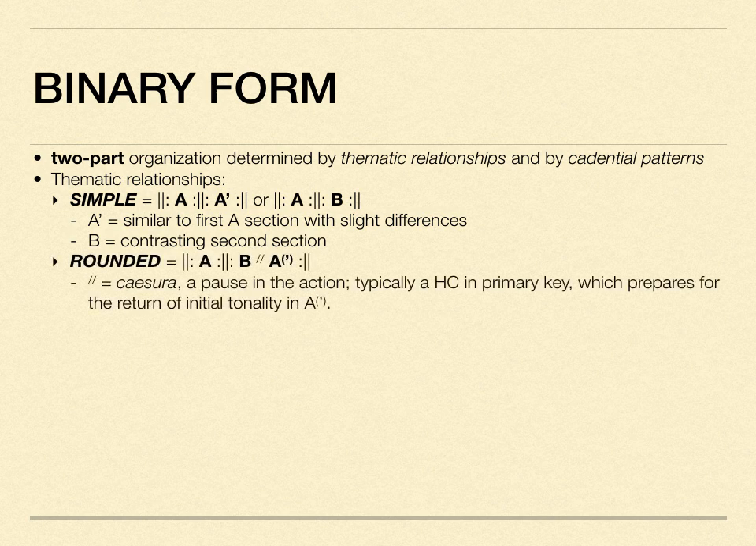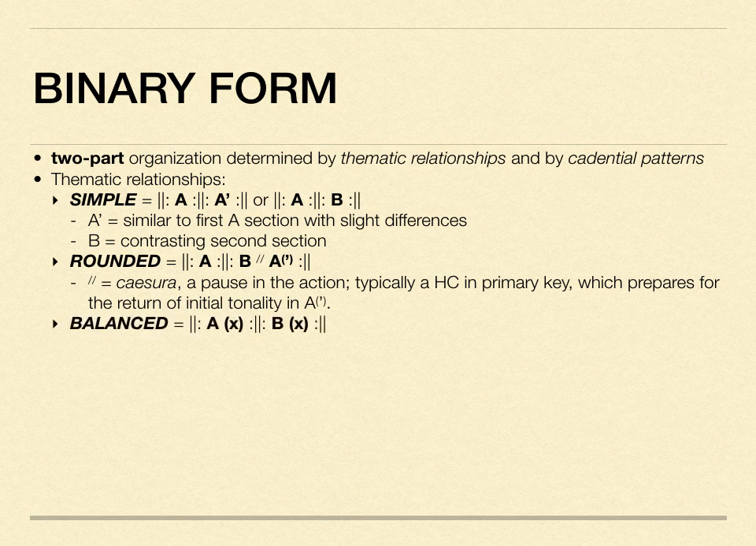In a rounded binary form, the second section is divided into 2 parts. The first is a contrasting B section that ends with a half cadence in the primary or home key. This half cadence is marked with those short parallel slanted lines, and it's called a caesura. The nature of this cadence sets up the return of the A material heard in the beginning. Often, this returning material is altered somewhat, which is reflected by the apostrophe. We call this section A'.